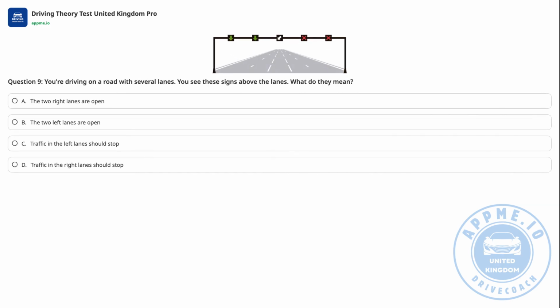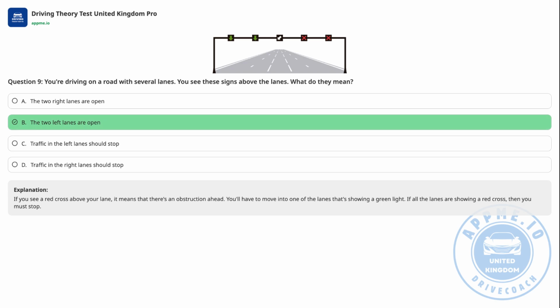Question 9. You're driving on a road with several lanes. You see these signs above the lanes. What do they mean? A. The 2 right lanes are open. B. The 2 left lanes are open. C. Traffic in the left lanes should stop. D. Traffic in the right lanes should stop. The correct answer is B.